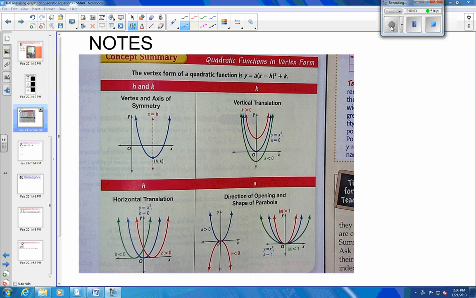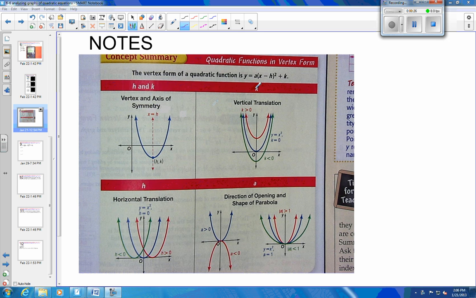Algebra 2, this is Chapter 6, Section 6. This is the fourth and final video for this section. We're going to look at the vertex form again. So the vertex form is y equals a times quantity x minus h squared plus k, where (h, k) is your vertex. x equals h is your line of symmetry.